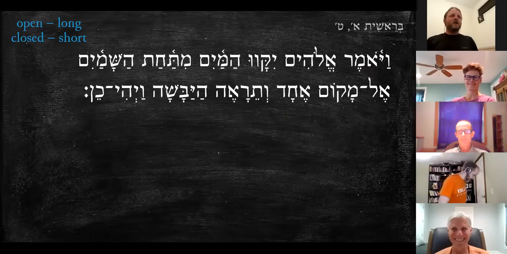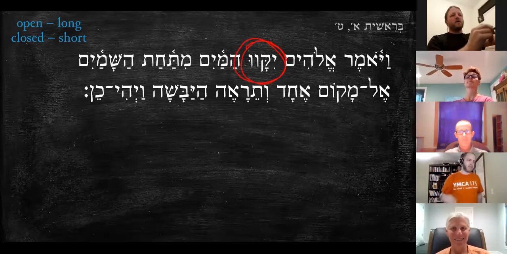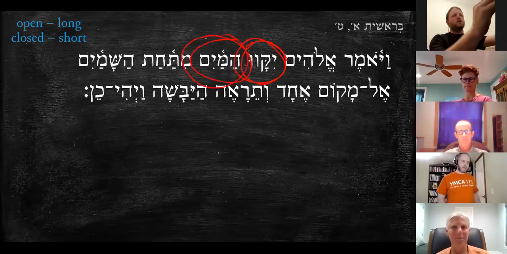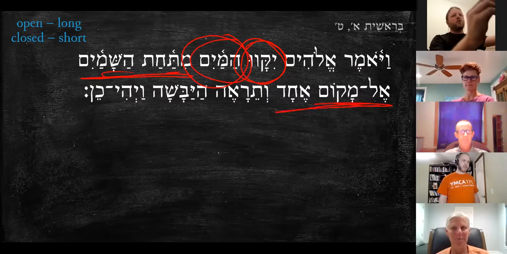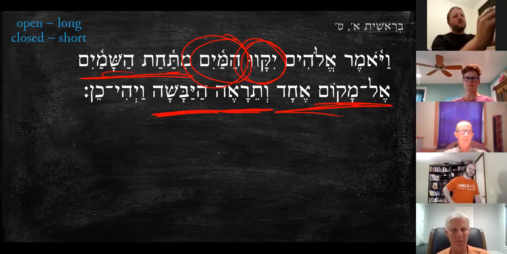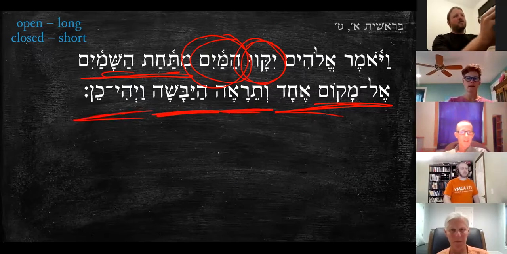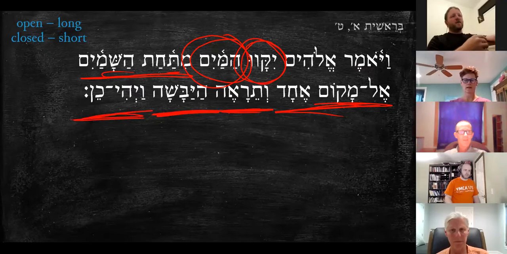So, Vayomer Elohim yikavu hamayim mitachat hashamayim. Okay, so let the waters be gathered together under the heavens unto one place, el makom echad. And let be seen, this is nifal, let appear the dry land, hayabasha, from yavesh, dry. Vayehi chen, and it happened thus, and it was like that.